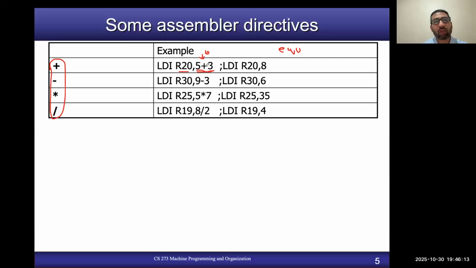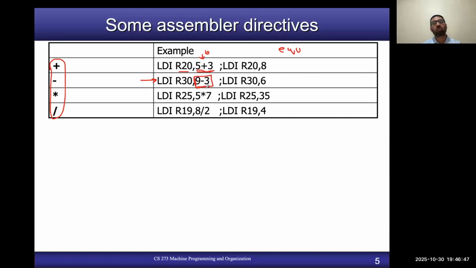First the assembler will add 5 and 3 and it becomes 8, and the actual instruction that will be executed by your microcontroller will be load immediate R20 comma 8, right? So the assembler will replace 5 plus 3 with 8. Similarly, if you say load immediate R30, 9 minus 3, the assembler will compute this expression, not your microcontroller. When it computes 9 minus 3, it becomes 6. So it replaces this instruction in your program with LDI R30 comma 6.